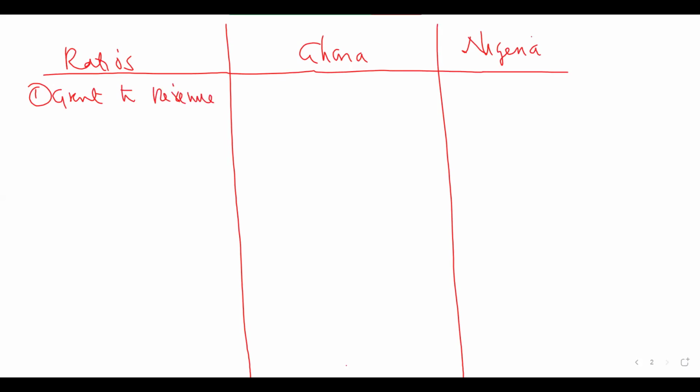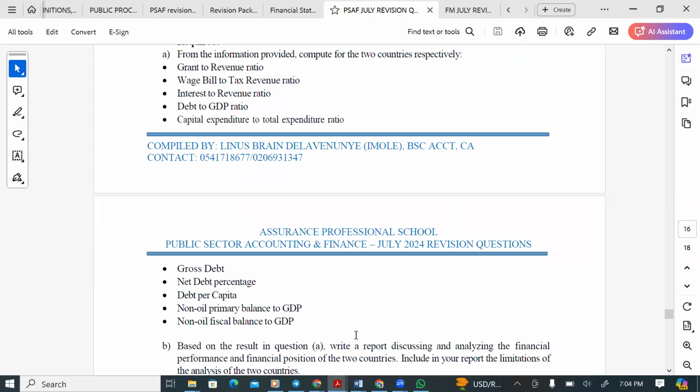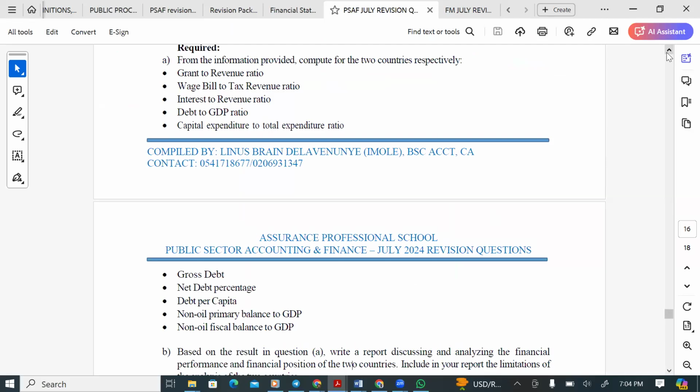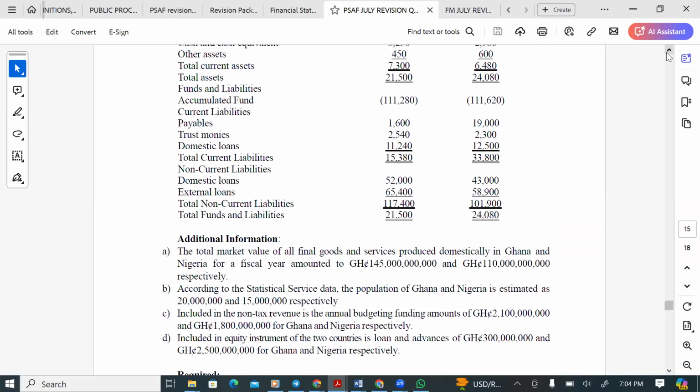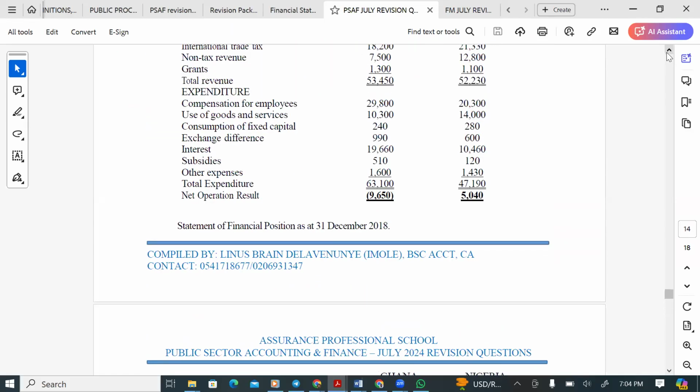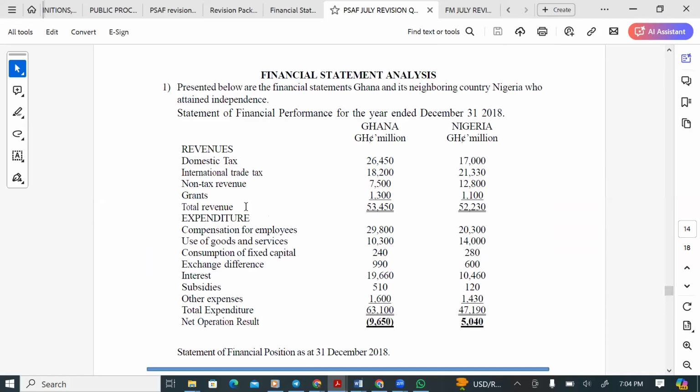So you just go to the question. How do we calculate grant to revenue? Grant to revenue is calculated as our grant, which will be the income, grant to revenue. So they are talking about the grant income, not grant as expenditure. So let's count to the grant. What's the grant amount for Ghana? 1.3 billion. 300. Okay, so what is the total revenue? 53,450.